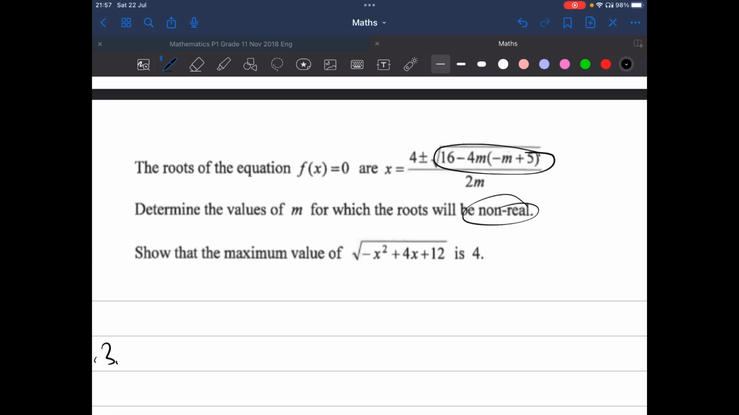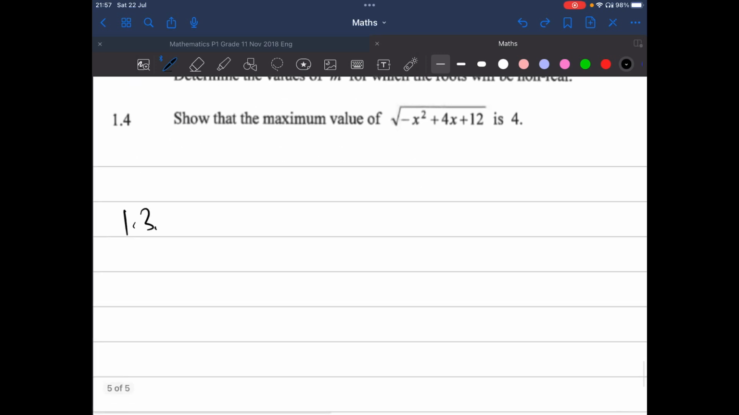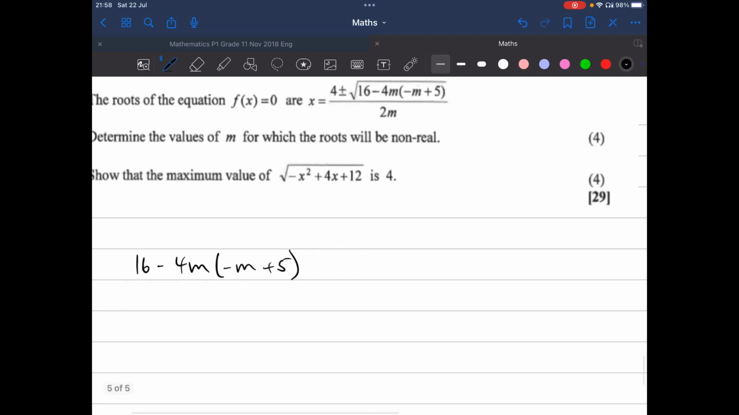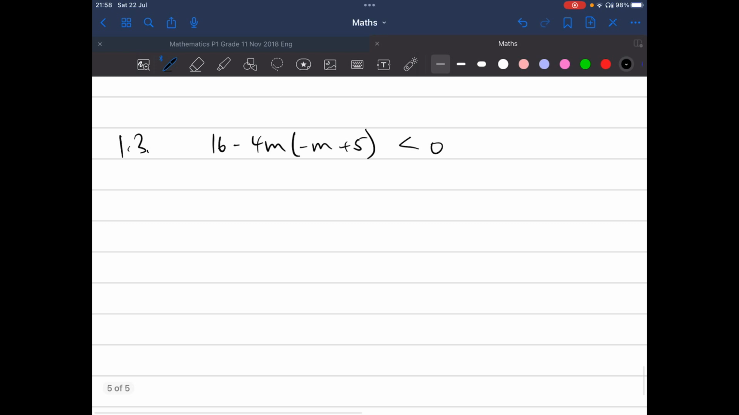whatever is under this bracket has to be less than 0, meaning that it's negative, and that will make it non-real. Okay, so let's say 16 minus 4m times m plus 5 has to be less than 0. Okay, so now it's a simple case of just solving for m. So let's multiply all of this out.